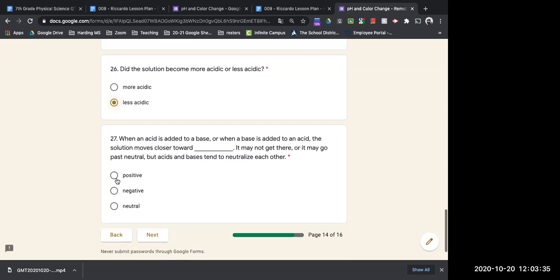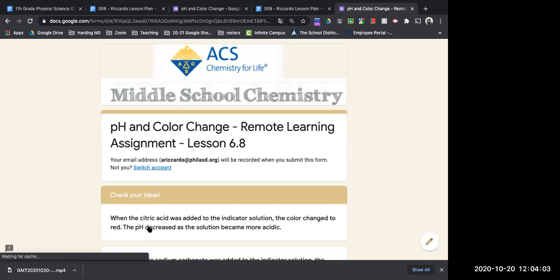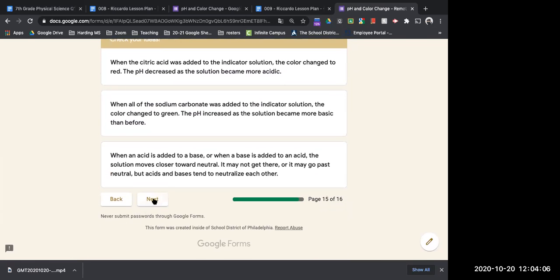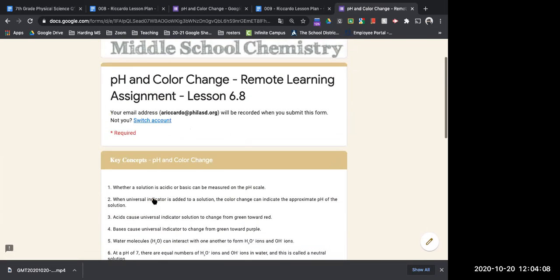Did the solution become more acidic or less acidic? Less acidic. And when an acid is added to a base, or a base is added to an acid, the solution moves closer towards neutral. It may not get there, it may go past neutral, but acids and bases tend to neutralize each other. So that's why when you eat something very acidic and it hurts your esophagus, your throat, your stomach, or whatever, you drink milk, and it'll knock it out. That's good. All right. There's the explanation that I just gave because I'm awesome, and then that's it.